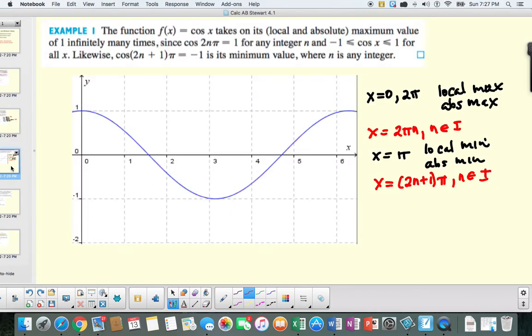Let's take a look at a trig function. In a trig function, we have the local max and min at the same location as the absolute max and min. And we also have an infinite number of these absolute maxes and mins, and we can write it this way, where we locate all of these maxes. Now for the minimum, it's right here at x equal to pi, and then we encounter other local mins and absolute mins if we write it in this form.